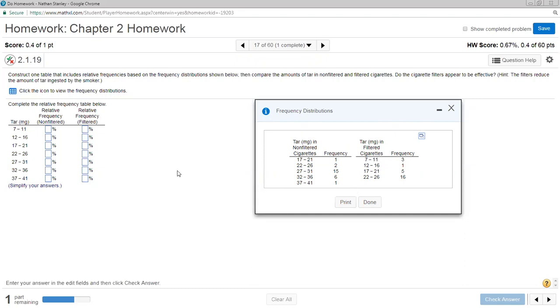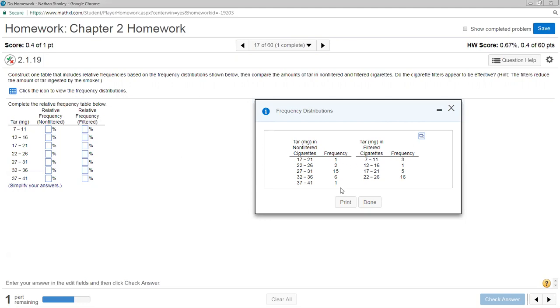Now, when they ask for the relative frequency, recall that relative frequency takes the raw frequency and divides by the sum of the frequencies. So to get a relative frequency, you take the actual raw frequency and divide by the total sum of the frequencies. And then you would convert that to percent by taking it times 100. Well, here you got to be careful because the way they phrased this, they actually want just relative frequency among non-filtered cigarettes, and here they want relative frequency only among filtered cigarettes, not among the whole total.